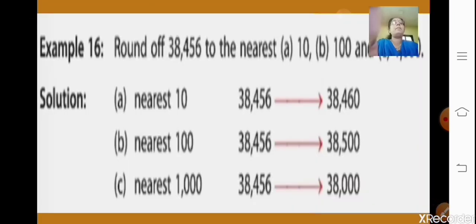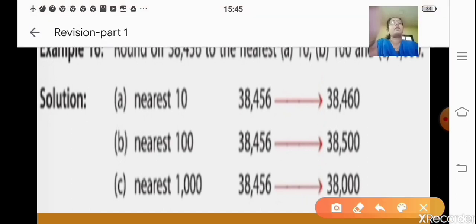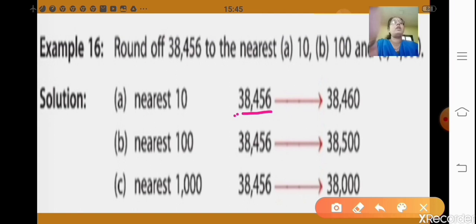Now here is an example of rounding of numbers. If this number has to be rounded off to the nearest 10, you will see the number in the ones place, it is 6. So what you will do is add 1 to the number in the tens place. 5 plus 1 will become 6. And in the ones place you will put a 0. So your number will be 38,460.